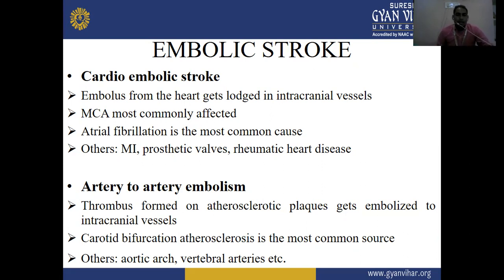Next one is artery to artery embolism. Thrombus formed on atherosclerotic plaques gets embolized to the intracranial vessels. At the carotid bifurcation, atherosclerosis is the most common source for artery to artery embolism. Carotid bifurcation is where the common carotid artery divides into the internal and external carotid arteries. Other sources include atherosclerosis of the aortic arch and vertebral arteries, etc.